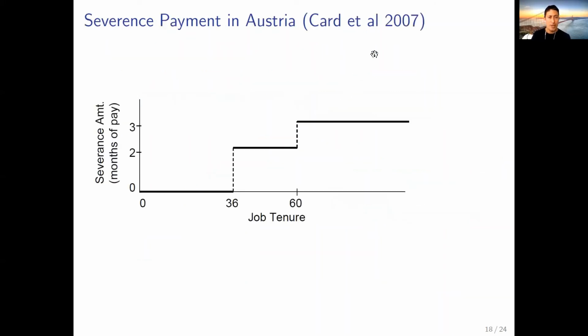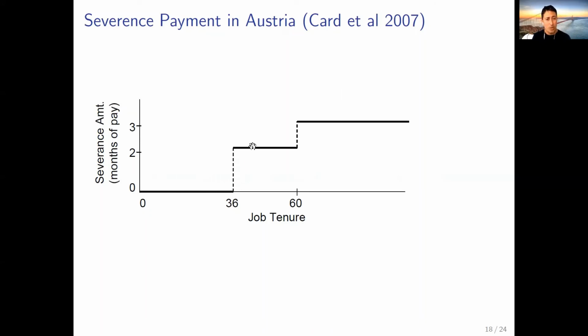So David Card and others have studied this effect empirically in Austria. This graph shows the severance payment in Austria. Severance payment is basically the money that you get once you get fired from a job. In some countries this is a lot. In Austria in particular, there is a rule in which if you stay in your job up to 3 years, you get no severance payment. So there's no severance amount if you stay in the job within 3 years.